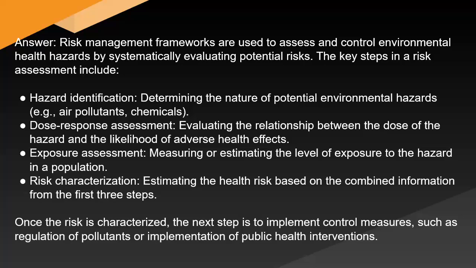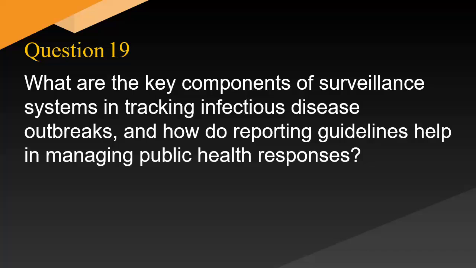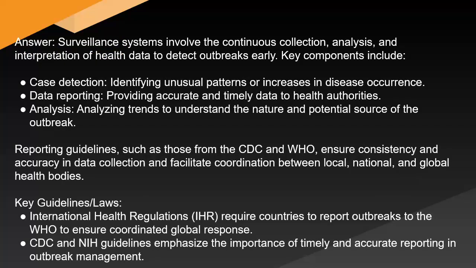What are the key components of surveillance systems in tracking infectious disease outbreaks, and how do reporting guidelines help in managing public health responses? Answer: Surveillance systems involve the continuous collection, analysis, and interpretation of health data to detect outbreaks early. Key components include: case detection, identifying unusual patterns or increases in disease occurrence; data reporting, providing accurate and timely data to health authorities; analysis, analyzing trends to understand the nature and potential source of the outbreak. Reporting guidelines, such as those from the CDC and WHO, ensure consistency and accuracy in data collection and facilitate coordination between local, national, and global health bodies.